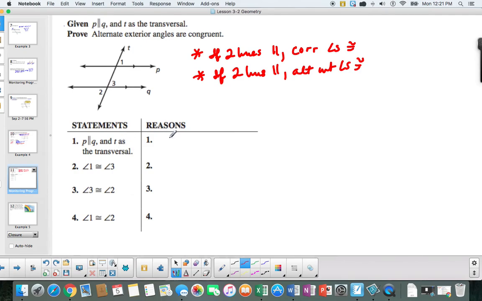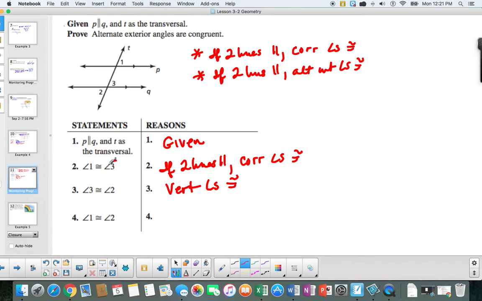All right, so first we are given this, and then we're told 1 and 3 are congruent. We're going to use the corresponding theorem. If two lines are parallel, corresponding angles are congruent. And 3 and 2, vertical angles are congruent. I see the connection here, so I know 1 and 2 are congruent, and that's by the transitive property of congruence. And you can see I'm trying to prove that alternate exterior angles are congruent, and I did that in this last step.